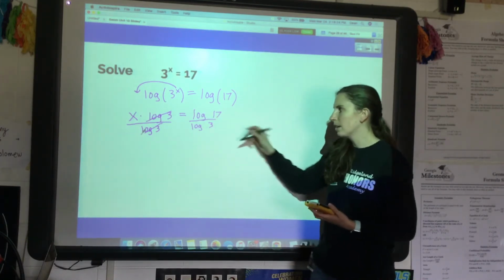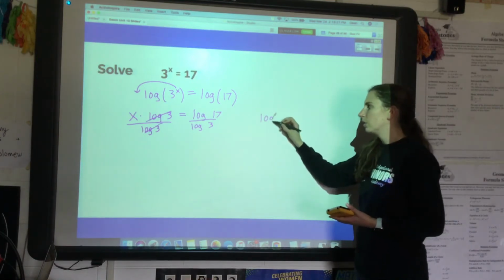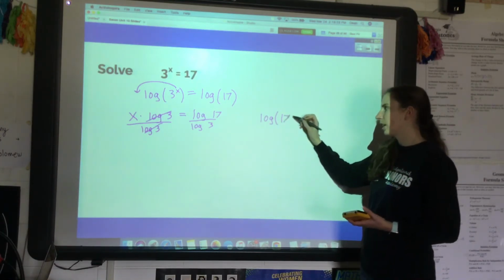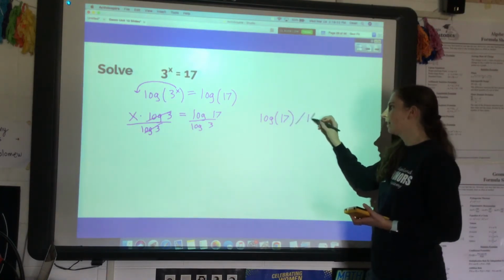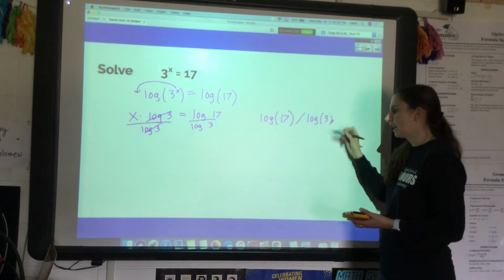So just type this in. Be careful when you type it in. Do log of 17, and you're going to need to make sure you close the parenthesis and then divide it by log of 3 and see what you get.